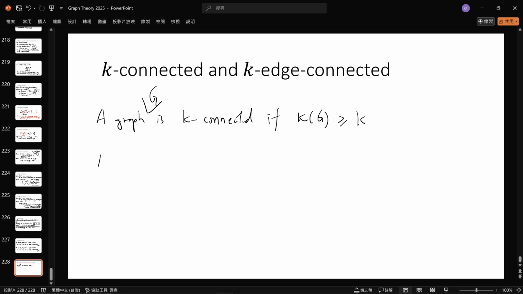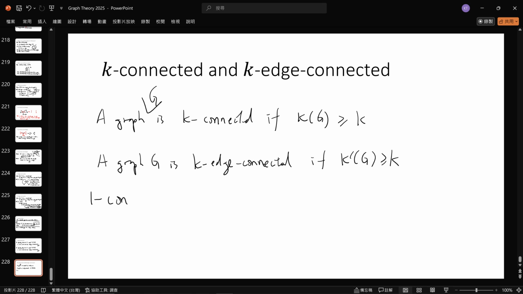Or if we consider edge connectivity, then if a graph is K-edge-connected, it means the edge connectivity is at least K, okay? So for example, if you see a graph that is 1-connected, well, this means the graph is connected, okay?